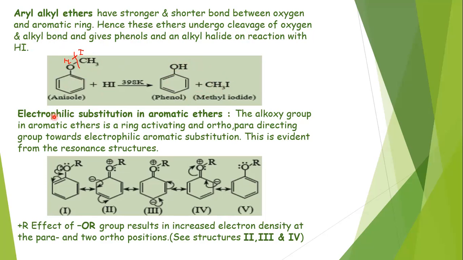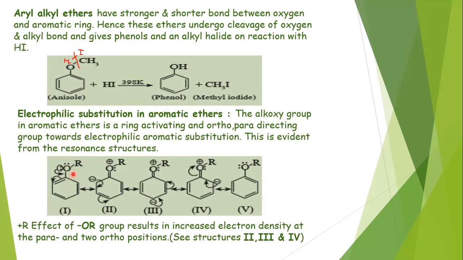Now, next property, electrophilic substitution in aromatic ethers. The alkoxy group in aromatic ethers is a ring activating and ortho para directing group towards electrophilic aromatic substitution. This is evident from the resonance structure. If we draw the resonating structures of these aromatic ethers, so OR, and this is the benzene ring, alkyl group, and this is the aromatic group.